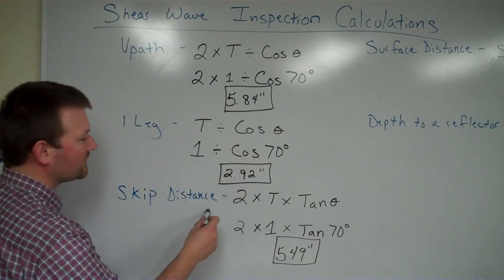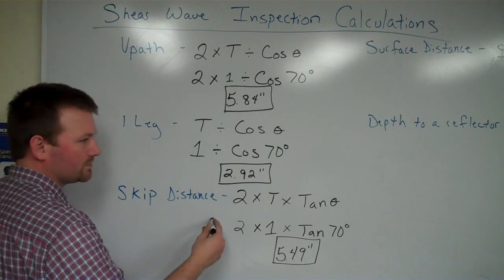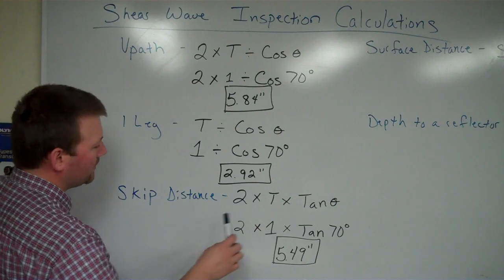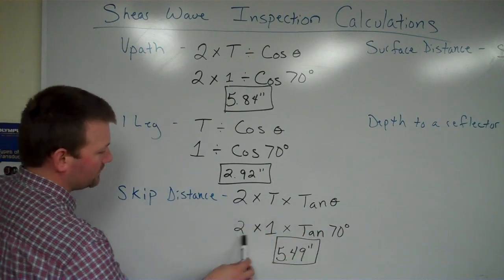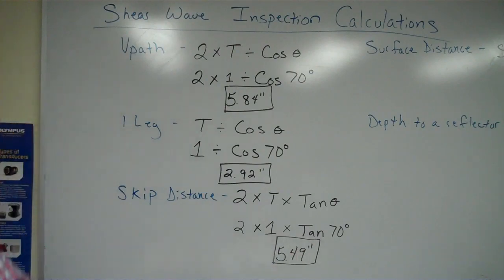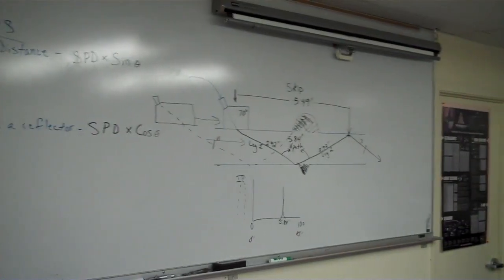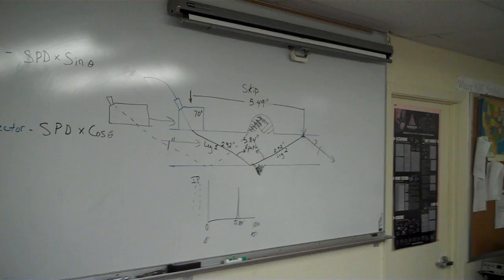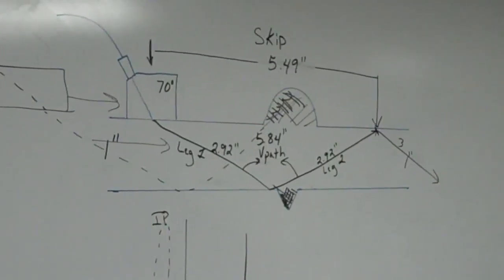Then, a skip distance, to figure out where the sound is when it enters and where it is at the end of a second leg, would be 2 times the thickness times the tangent of the angle. So 2 times 1 times the tangent, 5.49 inches. Let's just look back at that for one last glance here. And you're seeing some of that right there. Skip distance of 5.49. You've got leg 1, leg 2, and all that good stuff.